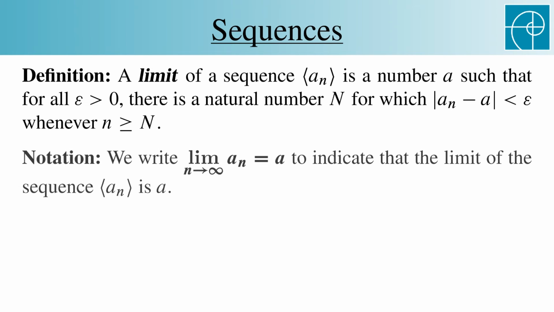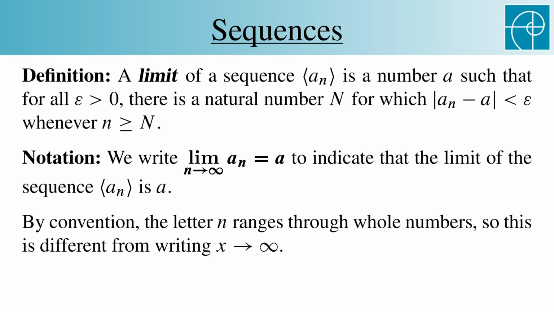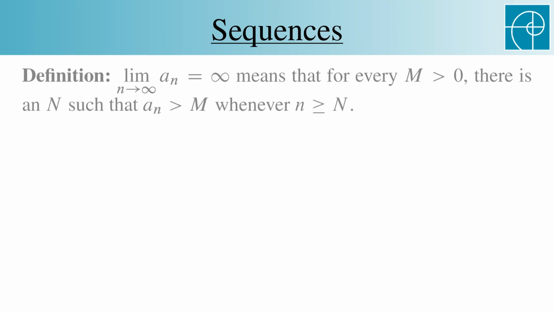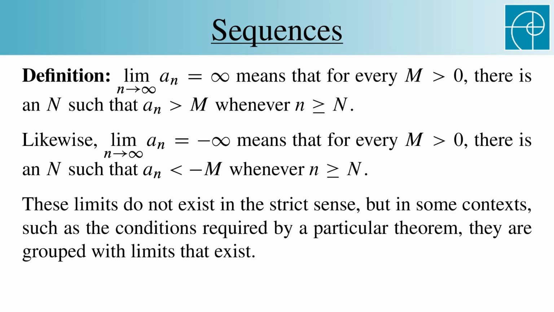The notation that we use to denote the limit of a sequence is similar to the notation we use for a function. By convention, the letter n ranges through whole numbers, so this is different from writing x going to infinity. There are also definitions of limits of sequences equaling positive or negative infinity. Both of these are also analogous to the definitions of limits of functions equaling infinity. These limits don't exist in the strict sense, but in some contexts, such as the conditions required by a particular theorem, they're grouped with limits that exist.